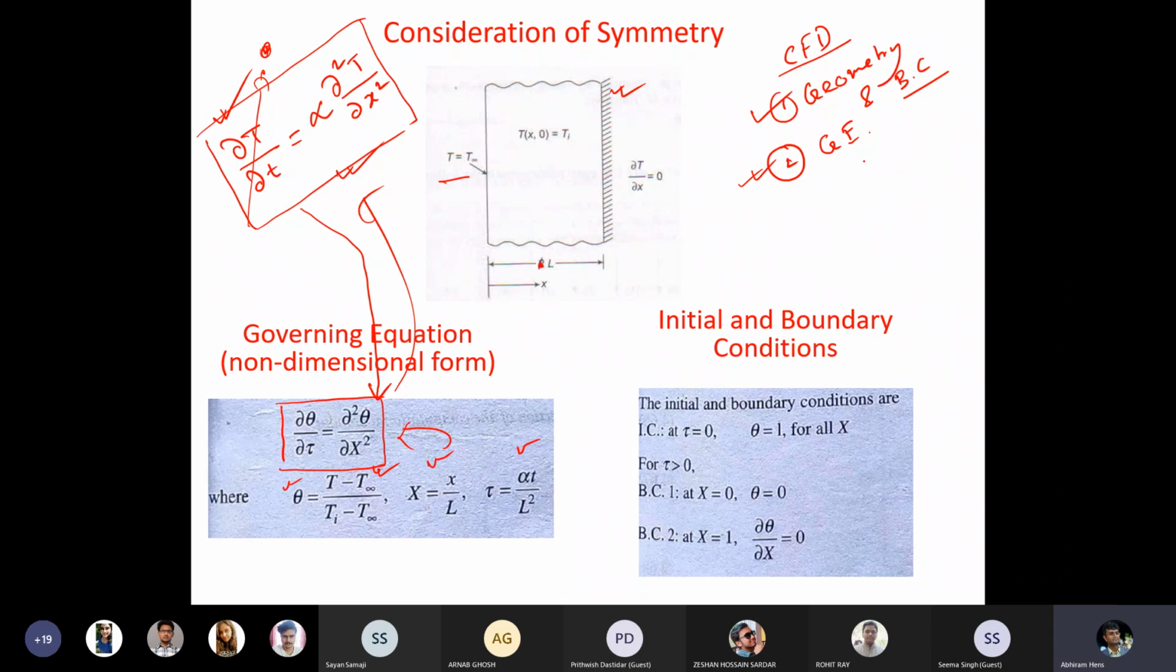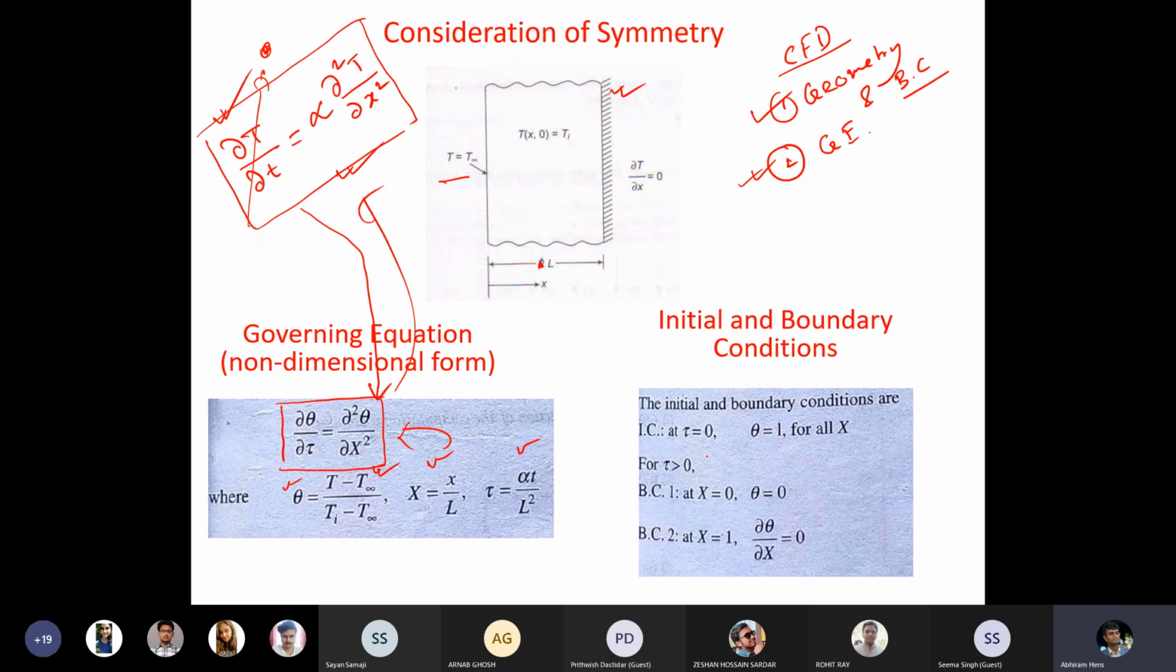Okay, so now we will see what the boundary conditions are here. It is not only a boundary value problem, it is also an initial value problem because the time parameter is there. So the initial and boundary conditions are like this, based on this non-dimensional form.